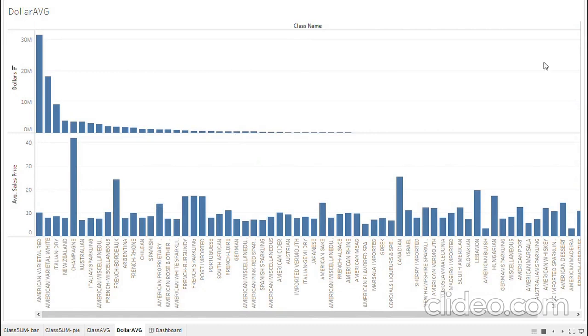So as you can see from all these graphs and visualizations from the data, while some cheaper wines, such as the American Varietal Red and American Varietal White, did sell better than some more expensive wines, like the Champagne or the French Bordeaux, the actual sales price of the wine was not the most important factor in how many bottles were sold.